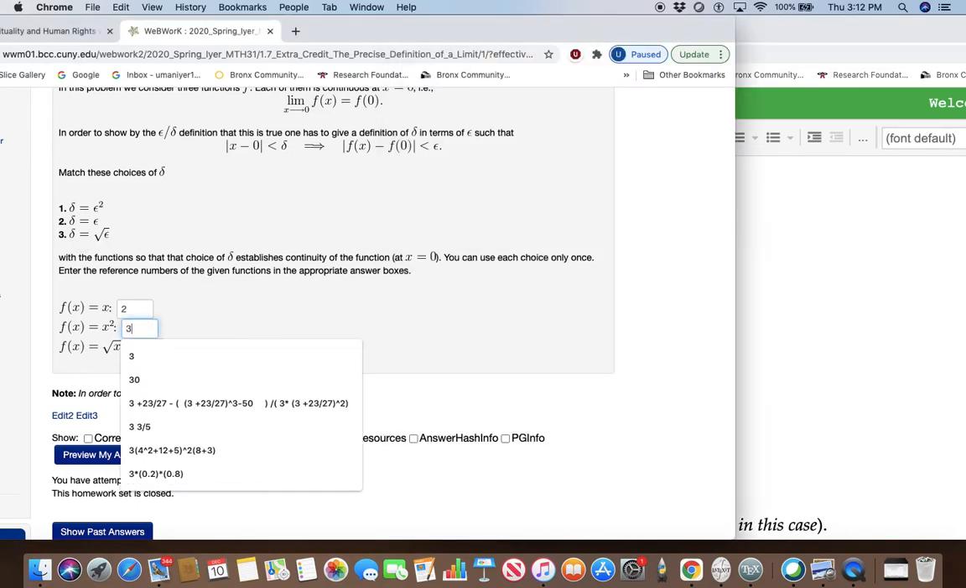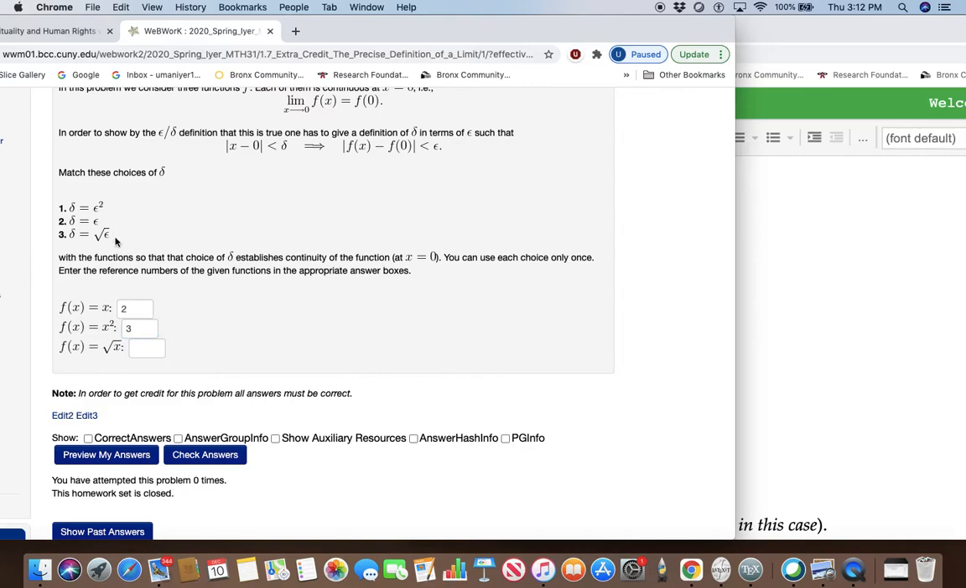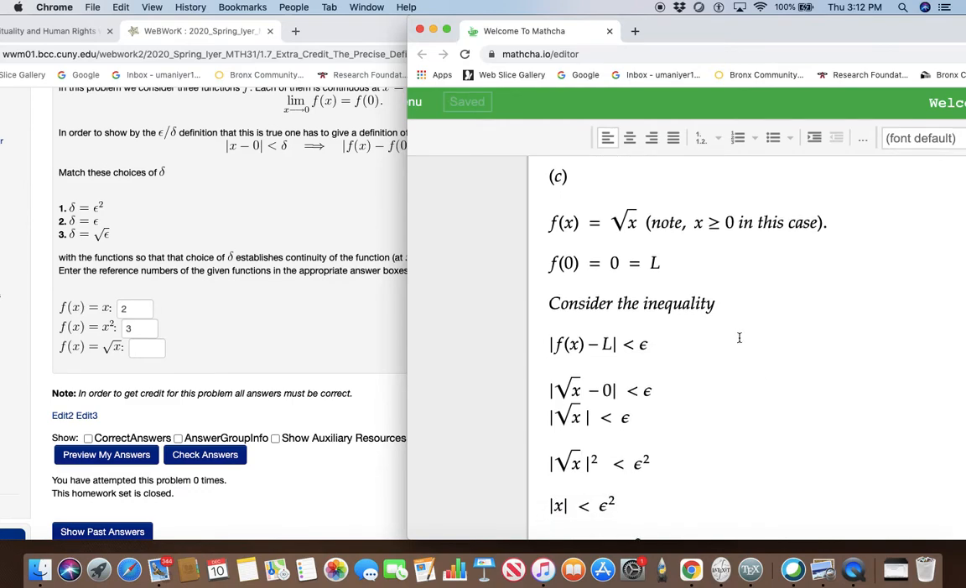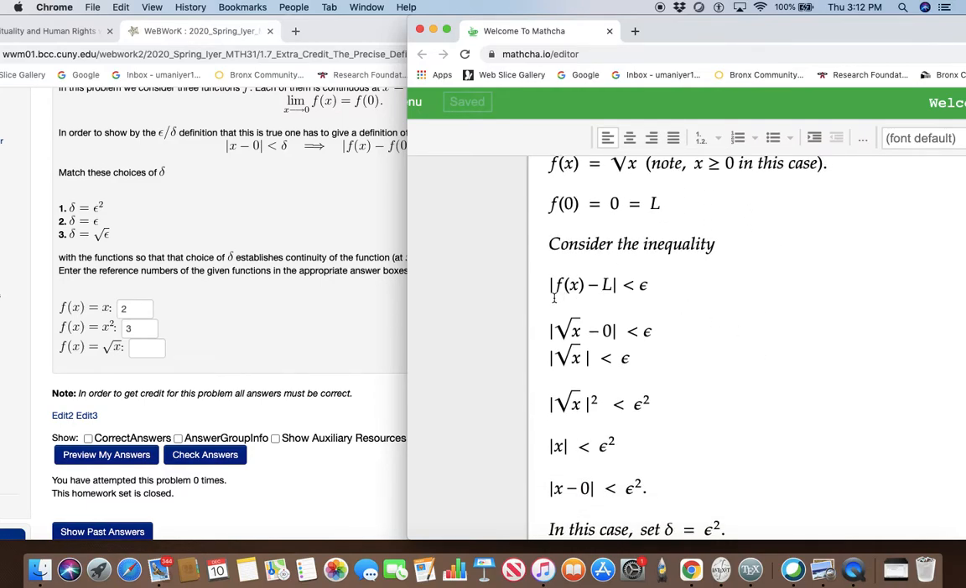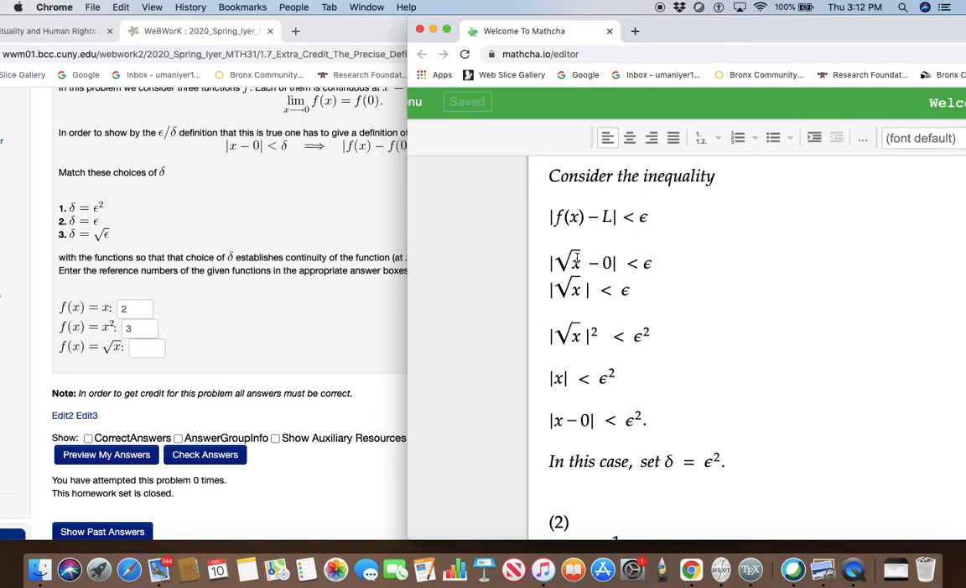So this is 3. Well, obviously, the first one, the 1 will go here, but let's argue. f(x) is square root x. Notice for square root x, for real valued functions, you want x to be greater or equal 0. f at 0 is simply 0, that is L. Consider this. Absolute value f(x) minus L less than epsilon. f(x) is square root x. Absolute value square root x minus 0 less than epsilon. In other words, absolute value square root x is less than epsilon.